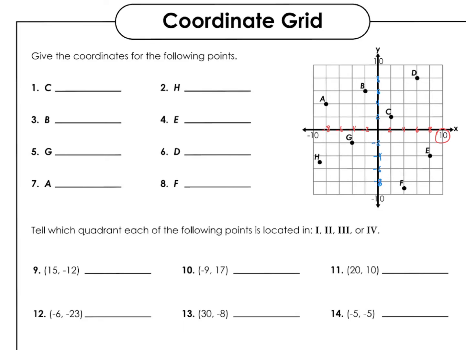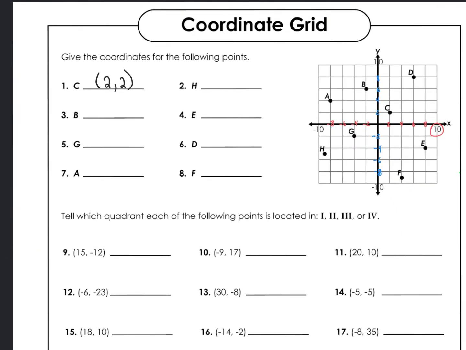So point C there is located, we're going to go over to 2, up to 2. So we would write it as (2, 2). Make sure you have yours in parentheses. Go ahead and check the next few that I have on mine. So for point H, see how it's sort of in between there? This one would be -9, and it's also in between 4 and 6, so (-9, -5).